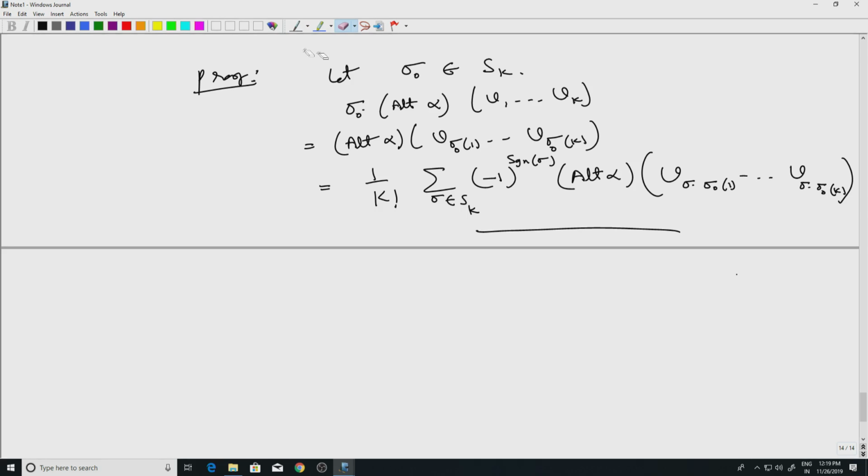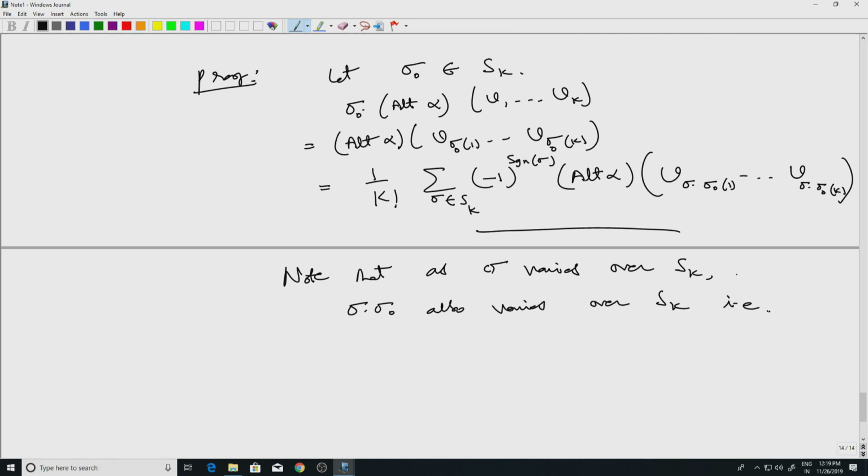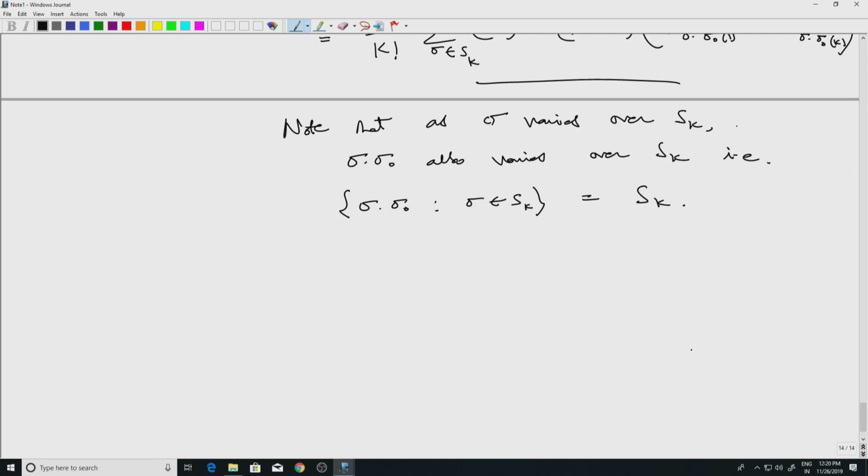Rather than putting it like this, note that as sigma varies over Sk, sigma times sigma naught also varies over Sk, i.e. this set, sigma times sigma naught over all sigma in Sk is actually equal to Sk again, which is just another way of saying that, I mean, all I'm doing is I know that Sk is a group. I'm multiplying every element of Sk on the right by some fixed element of Sk. So naturally I get the whole group again.